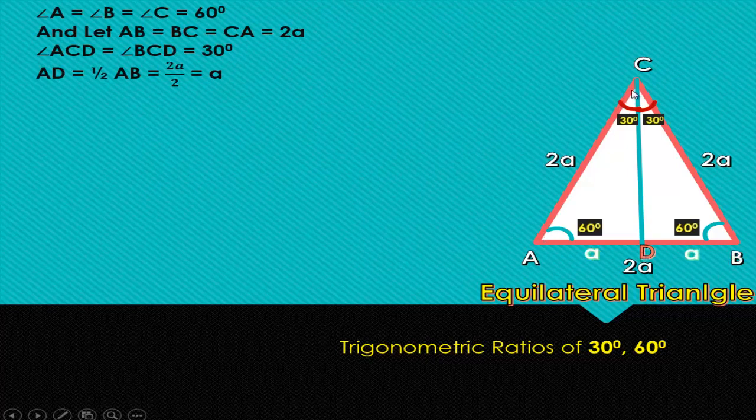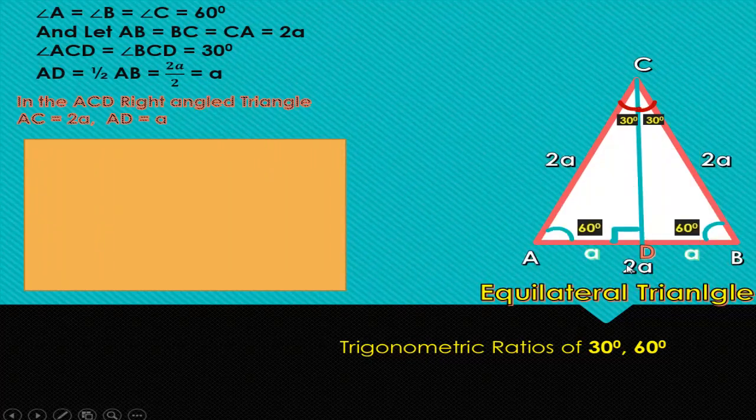If you observe this triangle ACD, in this, this angle is 30 degrees and this angle is 60 degrees. What about this angle? 30 plus 60 is 90, so this is also 90. Therefore angle ADC is 90 degrees. So this triangle ACD is a right angle triangle. In this right angle triangle ACD, AC equal to 2A and AD equal to A. Now we have to find the length of CD.